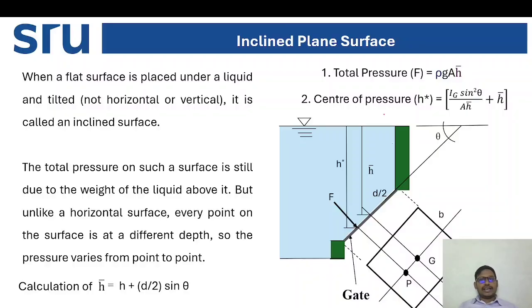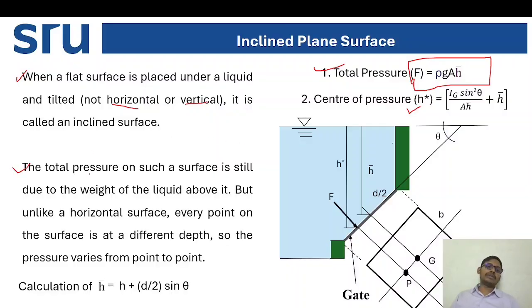So here, inclined plane surface. Now we have seen horizontal, next vertical. Now we will see some kind of inclined plane surfaces. When a flat surface is placed under a liquid and tilted, not horizontally or vertically, because both cases we have seen, it is called an inclined surface. The total pressure is F equals rho g A H bar, and the center of pressure is H star equals Ig sine square theta by A H bar, plus H bar.